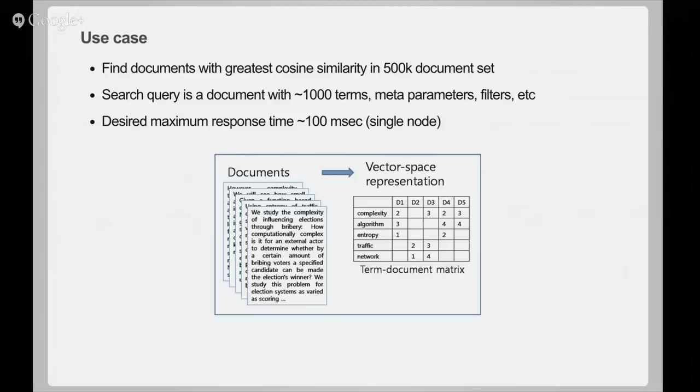So this is just an example that we're going to run through: an input query with 1,000 terms, some meta parameters, and we want to get a response from that on a single node against 500,000 documents in 100 milliseconds. That's just one of our internal goals.